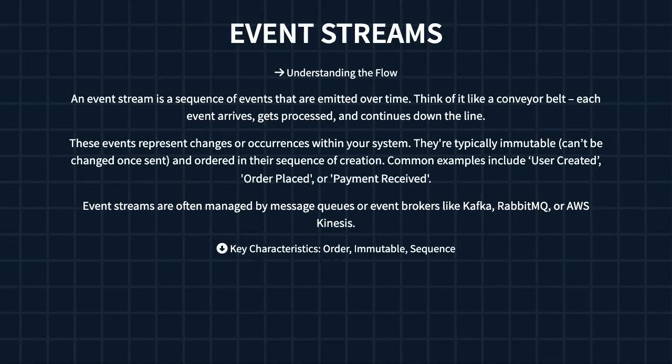Okay, let's talk about event streams. Essentially, an event stream is like a continuous log of things happening in your application, a timeline of events. Each event is a single occurrence, and they arrive one after another, maintaining their original order. It's super important to remember that these events are immutable, meaning once they are sent, you can't change them. They just keep flowing. These streams are usually handled by something like Kafka or RabbitMQ, which provides the infrastructure for managing all this flow.